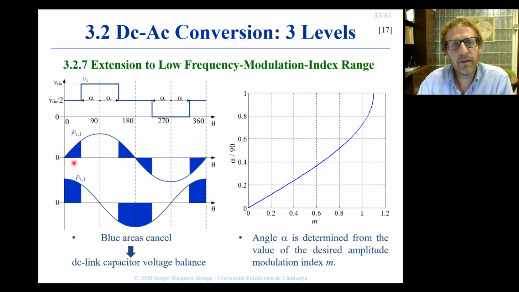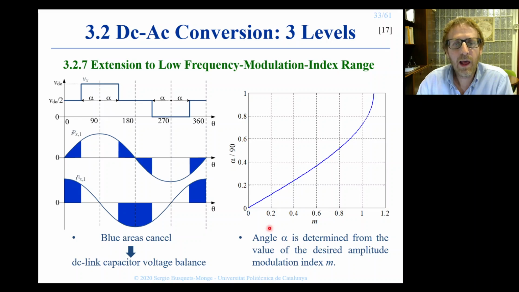The blue areas in these waveforms represent the charge injected into the neutral point. When they are above the horizontal axis, they are positive charge. When they are below the horizontal axis, they are negative charge. As you can see, all areas cancel, so the total charge injected into the neutral point is 0. And this means that we will not unbalance the capacitor voltages.